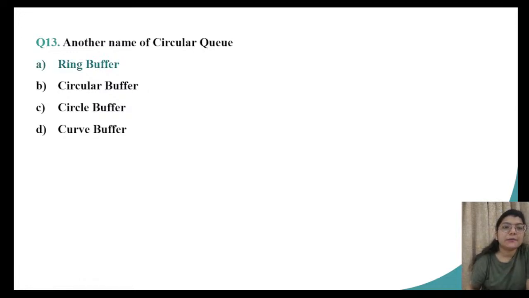Good. Another name of circular queue is ring buffer. So if in the exam they ask you about ring buffer, if they have mentioned ring buffer somewhere, do not get confused. It is circular queue only. So circular queue is also known as ring buffer.